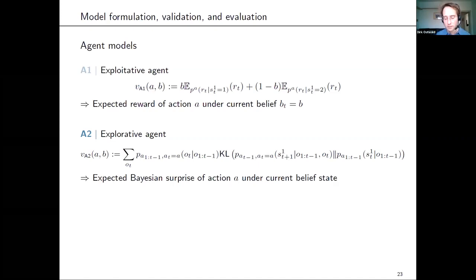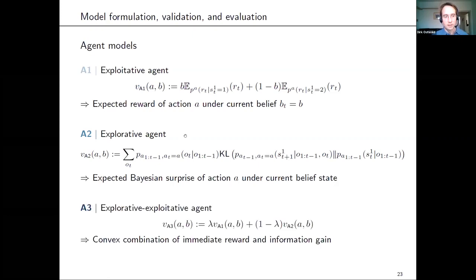So here is where this notion of surprise comes in. Essentially, the explorative agent, together with the decision function, wants to maximize the surprise, so the update of their belief state. And finally, we use an exploitative agent and an explorative agent to explain the human behavior by just a convex combination of the action valences of our first agent and our second agent.